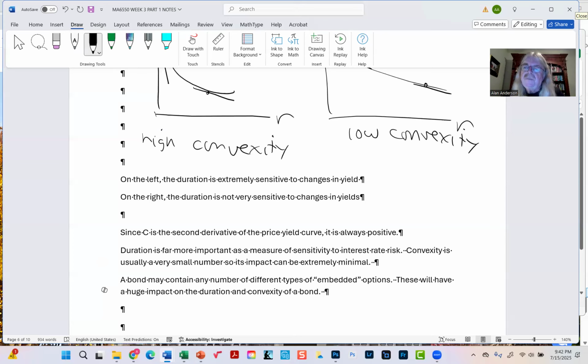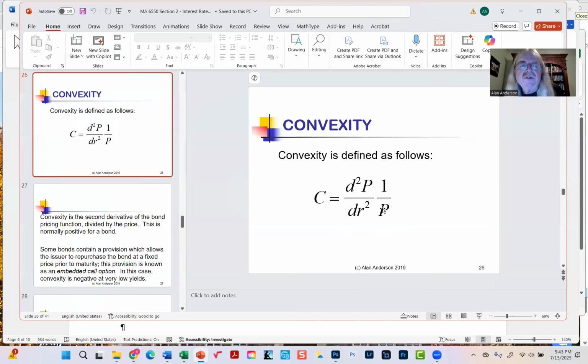But this is enough, I think, for now. We don't want to get too deeply into this since we really just got started. So what we'll do is next time we'll start with convexity and see how that's calculated and how much of an impact it can have on the sensitivity of the bond's price, if any.